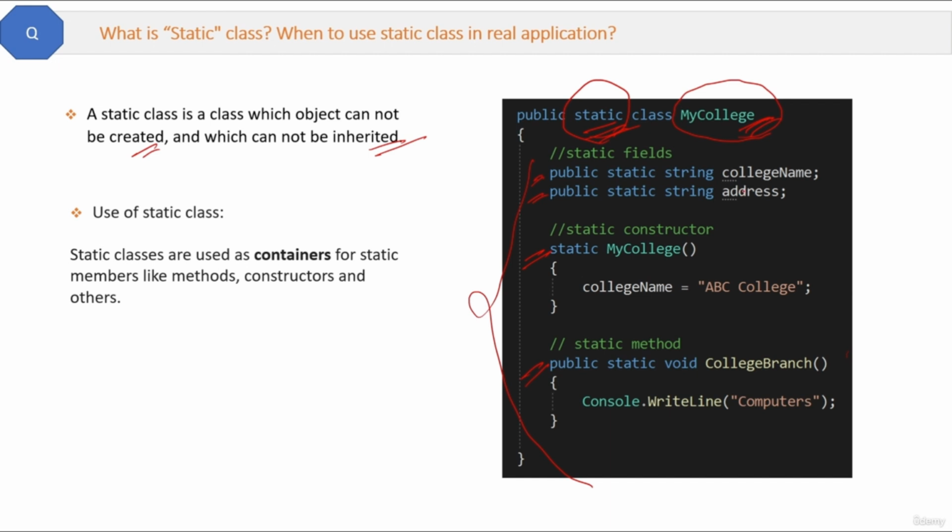Because if all the methods are static, then what will the developer do by creating the object of the class? There is no point in creating the object of a class where all the methods are static only. That's why you are giving them one extra layer of safety: let me mark this class as static, and now no other developer can even create the object, not even inherit it. So that is the static class.